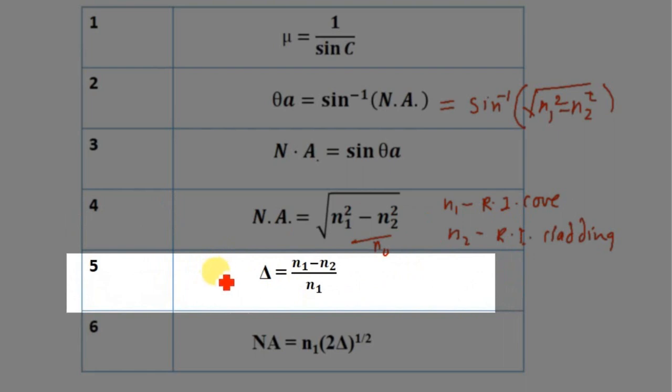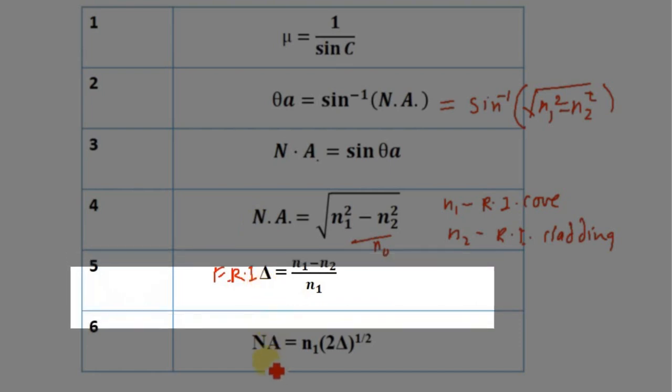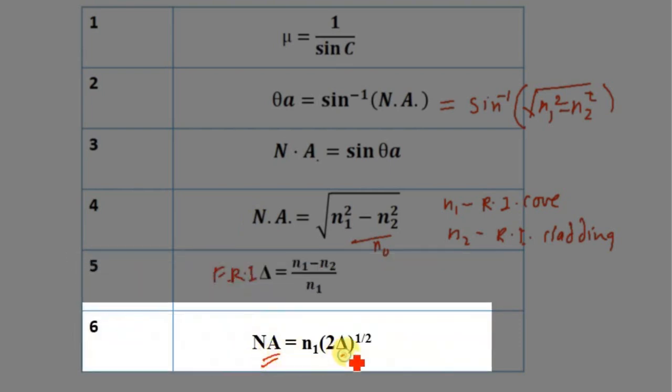The next is the relation for fractional refractive index change, and that is n1 minus n2 upon n1. And finally, based on the fourth and fifth relations, we can find the relation for numerical aperture in terms of fractional refractive index change, which is n1 root 2 times delta. So these are the relations which we are going to use to solve certain examples from optical fiber. So let's see example number 1.